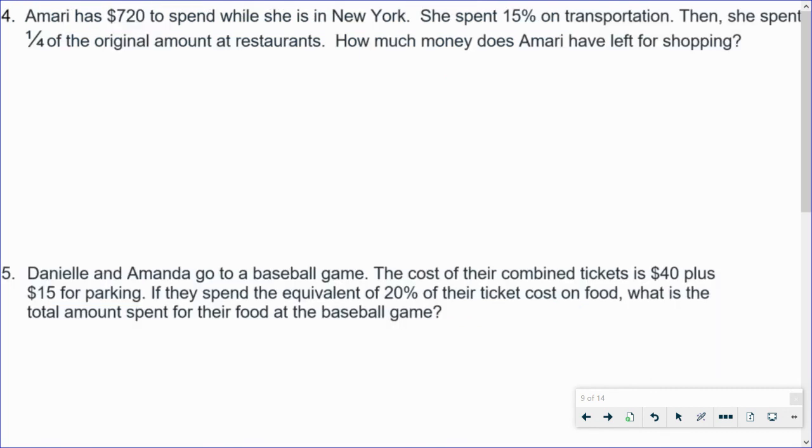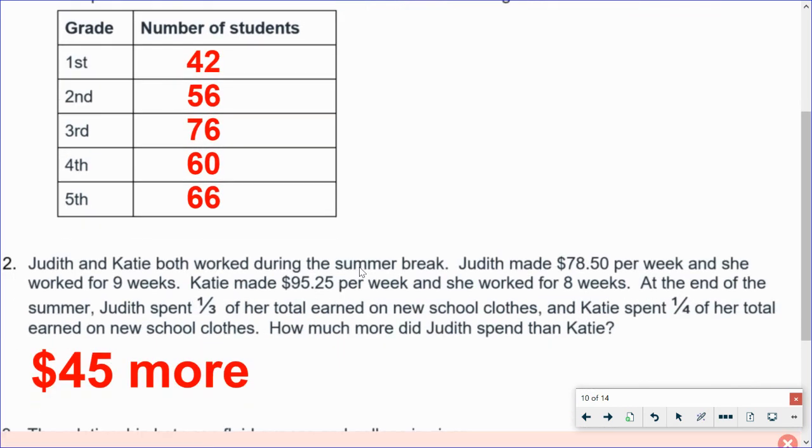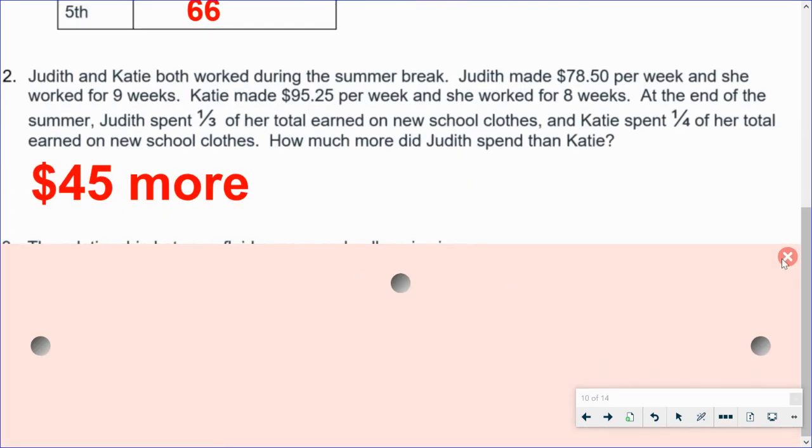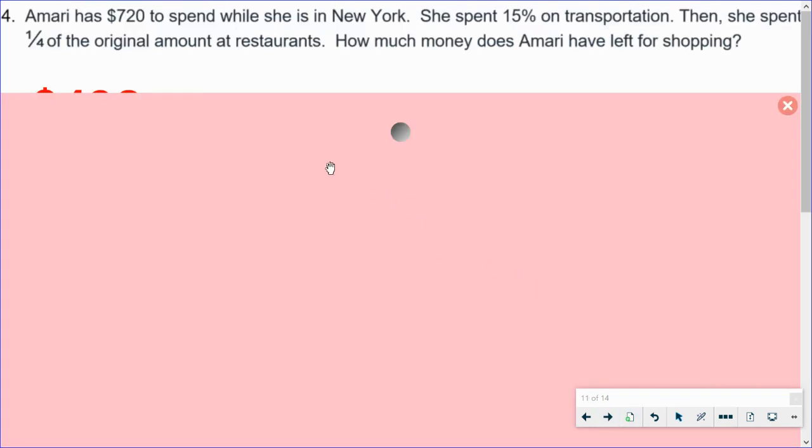Ladies and gents, that's what I got for you today. I would invite you to continue on with number 3 if you want. Press pause, come back to number 3, and I'll give you the answer in a moment. All right, so number 3 should be $11.45. Now I want you to carry on with the remainder, number 4, 5, 6, and 7.